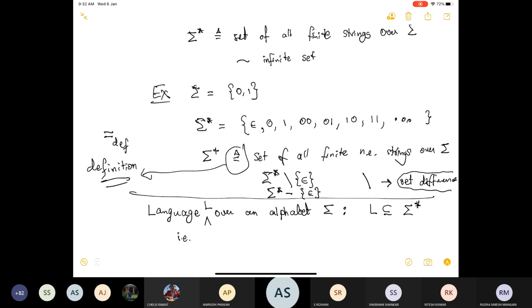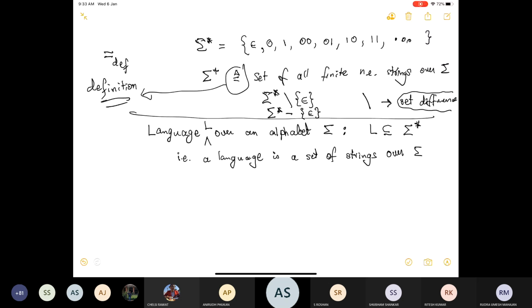That is, a language is a set of strings over the alphabet sigma. Okay. Example. Suppose sigma is the binary alphabet.